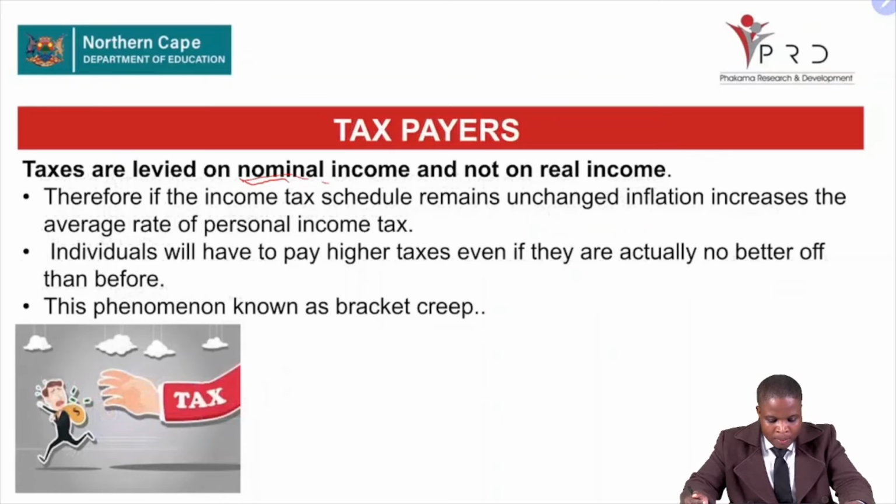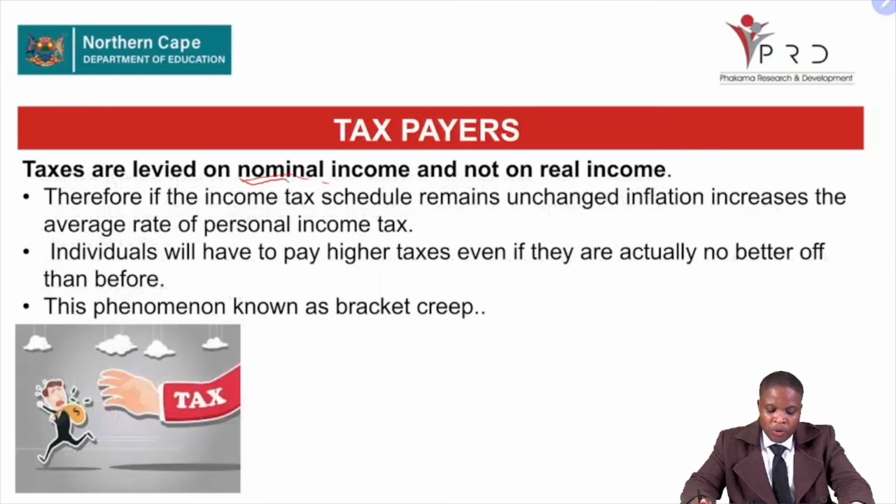Therefore, if the income tax schedule remains unchanged, inflation increases the average rate of personal income tax. So if they say the bracket for a person earning this much is the same, you are going to be charged on your nominal income, meaning it does what?